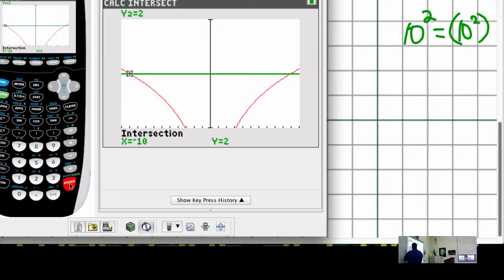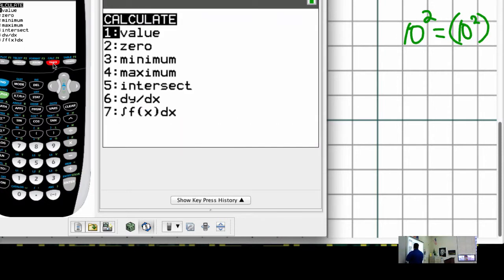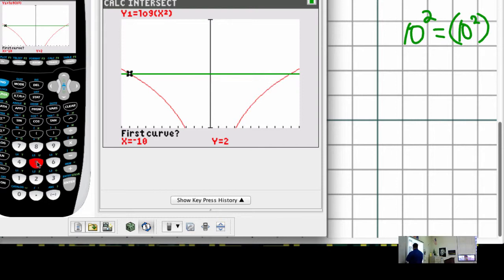Can you guys see that in the back? Now if I do it again, if I hit second trace, and you guys are doing this on your calculators as well, I've got to go all the way back over here to positive 10. This may take some time. And it's 10. Okay? Does that make sense? Any questions? You guys got it?